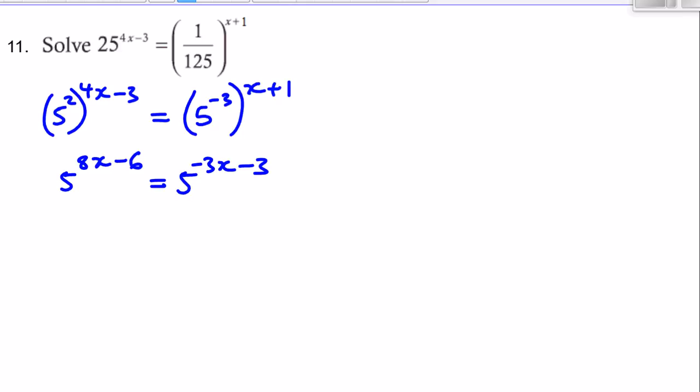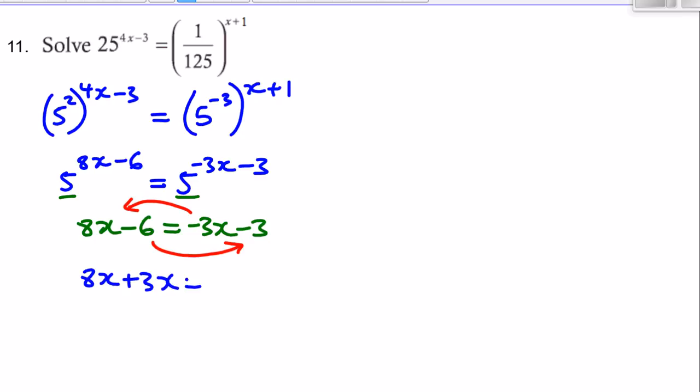So what we'll end up with here is, because the bases are the same, we can equate the exponents. So 8x minus 6 will be equal to minus 3x minus 3. What you can do is bring this to the left, get that to the right. So what I'll end up with here is 8x plus 3x will be equal to 6 minus 3. 11x will be equal to 3. So x will be 3 over 11.